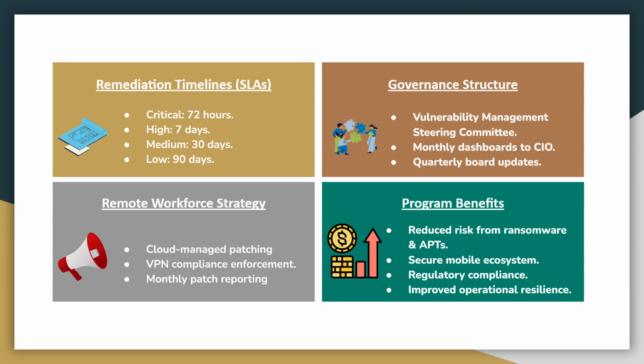For our governance structure, I think effective governance requires clear ownership. So I will recommend establishing a vulnerability management steering committee made up of IT, security, engineering, and internal audit. Monthly metrics delivered to the CIO and quarterly updates to the audit committee. Integration with the change management process to ensure patches do not disrupt business operations. So governance ensures accountability and transparency at every stage.